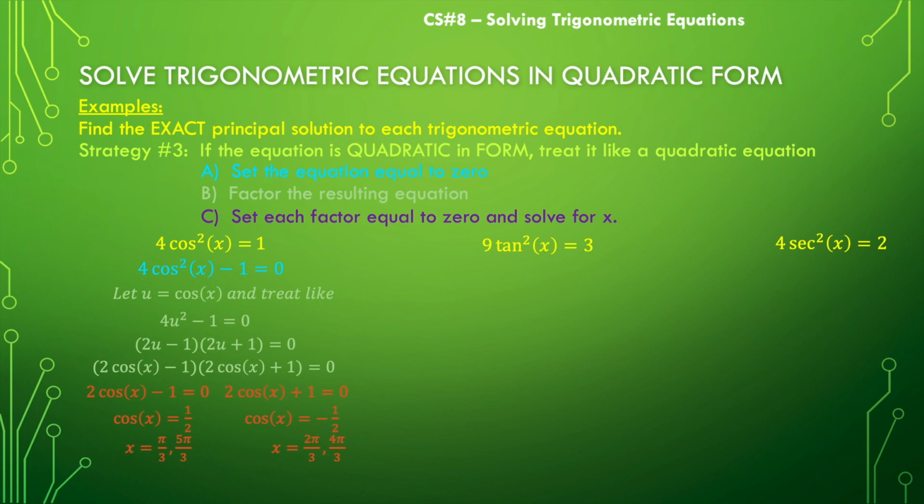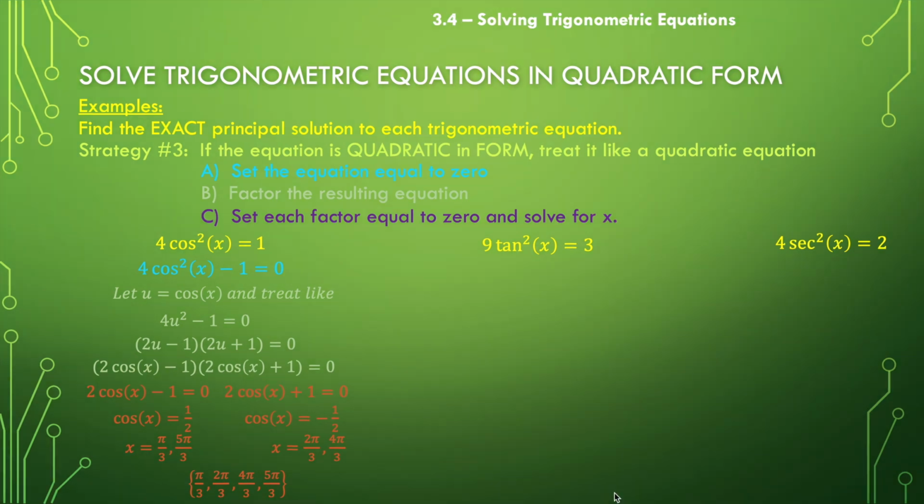The angles on the unit circle that have an x coordinate of 1/2 are pi over 3 and 5 pi over 3. And the angles on the unit circle that have an x value of negative 1/2 are 2 pi over 3 and 4 pi over 3. So my solution set, pi over 3, 2 pi over 3, 4 pi over 3, and 5 pi over 3.